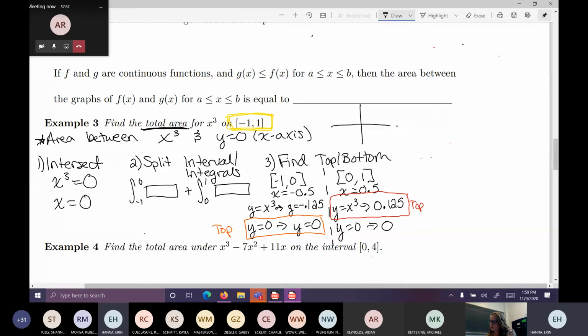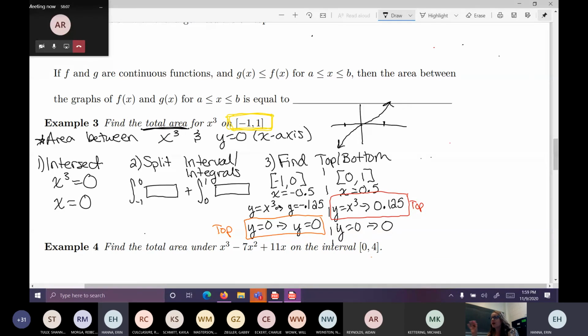If we were doing this with a graph, essentially in this first piece, from -1 to 0, the x-axis is above the function, so the x-axis is on top, and in the second piece, the function is above the x-axis. So essentially I'm working over two intervals now. I'm going from -1 to 0 and 0 to 1, so I just chose a number between 0 and 1. So I chose 0.5. You can choose absolutely any number you want.